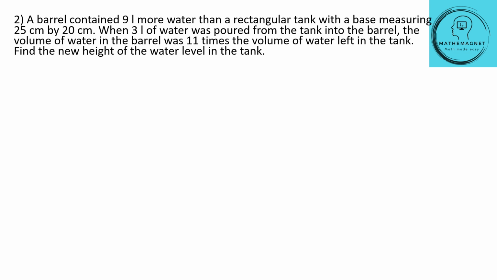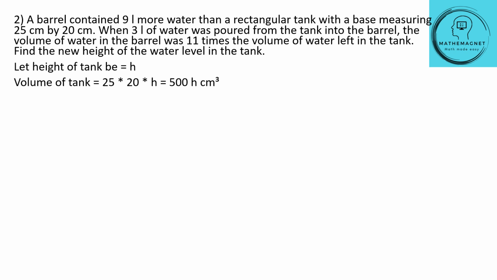Question number 2. A barrel contains 9 liters more water than a rectangular tank with a base measuring 25 centimeters by 20 centimeters. When 3 liters of water was poured from the tank into the barrel, the volume of water in the barrel was 11 times the volume of water left in the tank. Find the new height of the water level in the tank. Now over here, let the height of the tank be equal to h. So volume of tank will be 25 into 20, the measurement given, into the unknown height h, equal to 500 h centimeter cube. Now this is the volume of the tank.